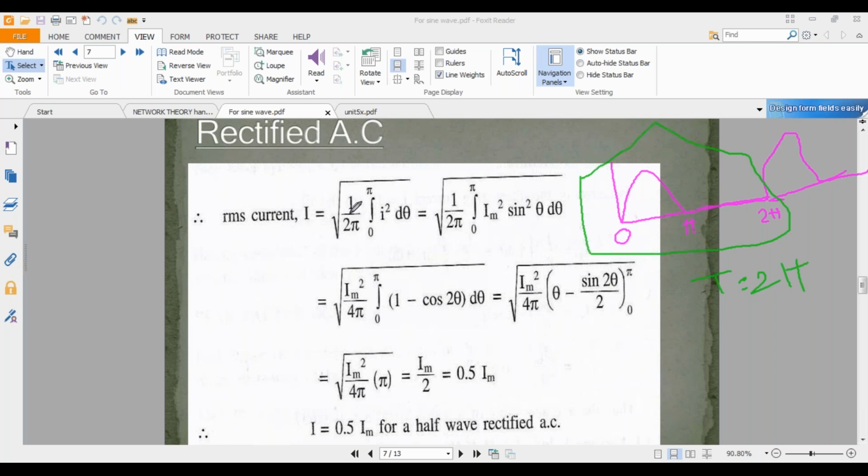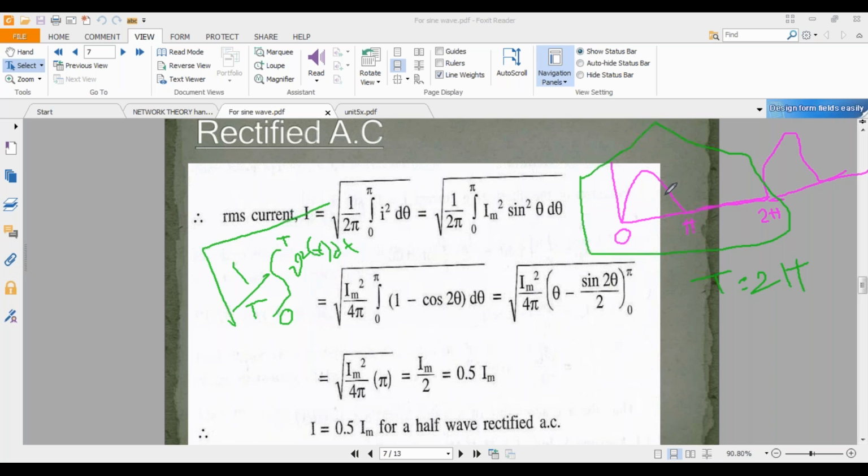I am going to take the same limits. The RMS value is equal to the root of 1 by T, integration of 0 to T, V square function of that equation into dt. Here the time period for this type of waveform is T equal to 2 pi. Now the limits of integration are 0 to 2 pi.